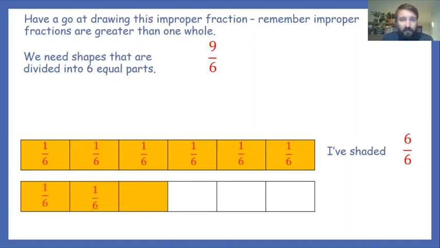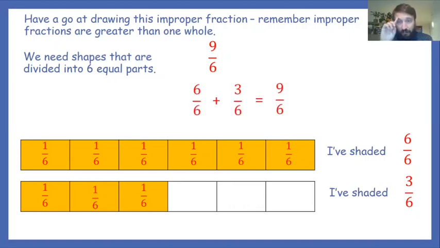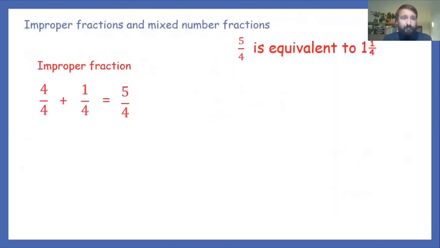So there you go, here we go. I've shaded 3/6 right there. Then we can see I've shaded 6/6 and I've shaded 3/6. Those added together would give us 9/6, our improper fraction. Now I'm sure you found that nice and straightforward, so we are going to move on.